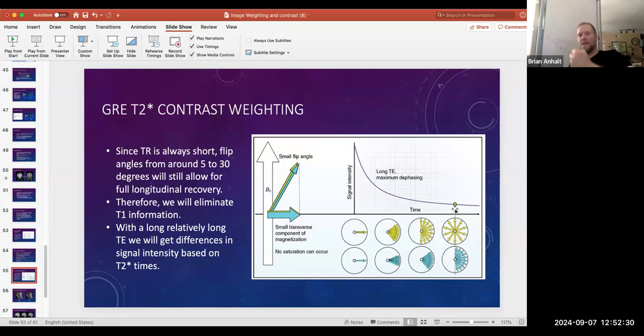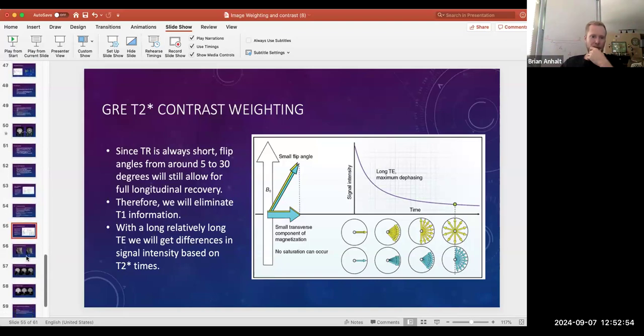I say a relatively long TE because it's going to be much shorter than what we've seen in spin echo sequences. Because remember, everything is much more condensed. It's packed into the FID. So our times, even though I say they're long, they're going to appear short to you if you're comparing them to the spin echo sequences. Let me show you some examples here.